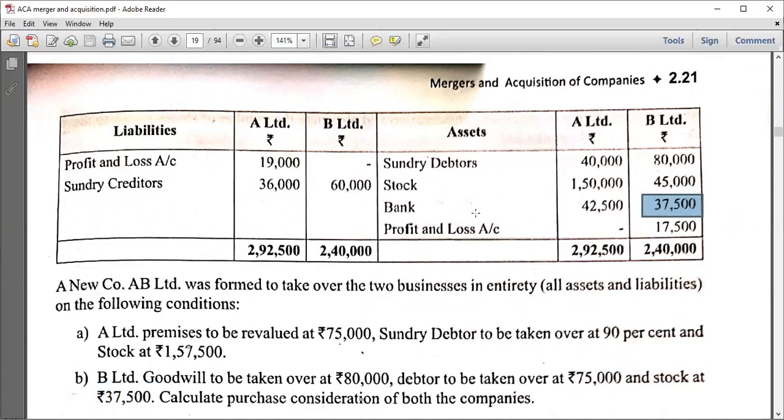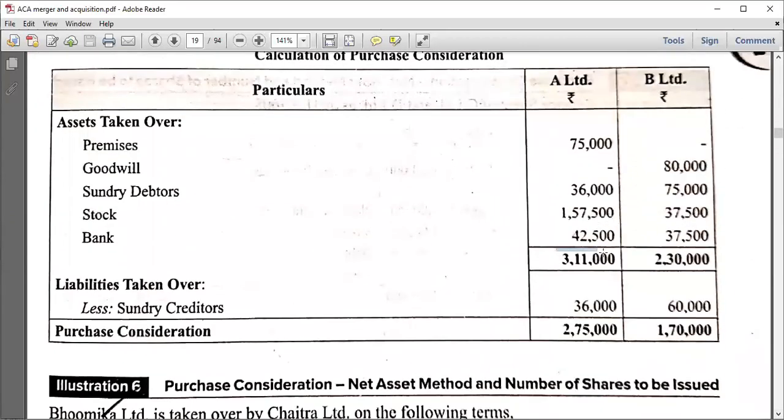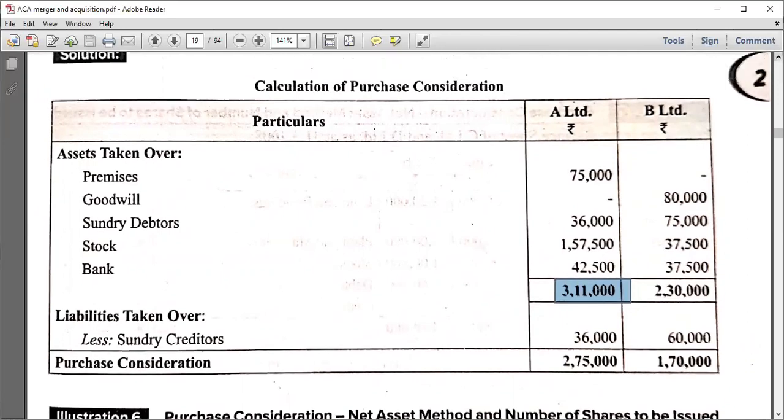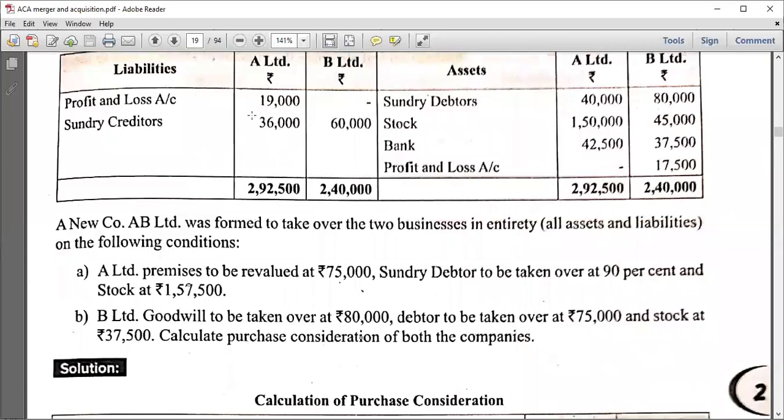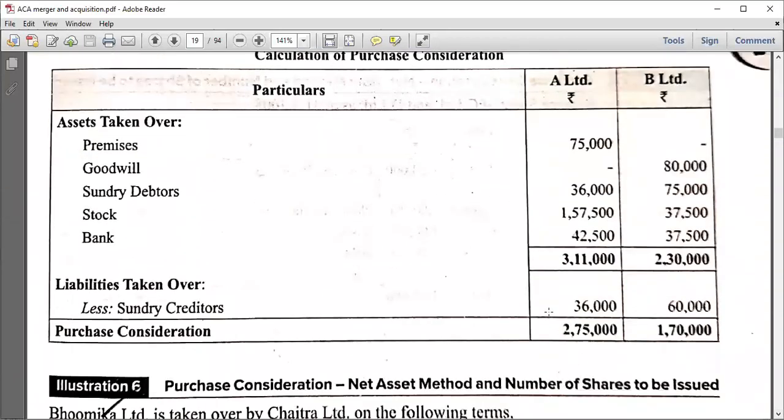You should not take fictitious asset. I've told you, fictitious asset should not be taken. It should be taken while preparing equity shareholders account. Now, if you take, look at here, we'll get 3,11,000 and 2,30,000. And we have only one liability, that is creditors. The amount is how much? 36,000 and 60,000. If you write the same amount and calculate, then the PC will be how much? 2,75,000 and 1,70,000. See here, under net asset method, they have not given discharge of PC.